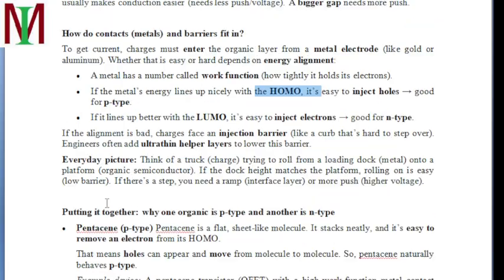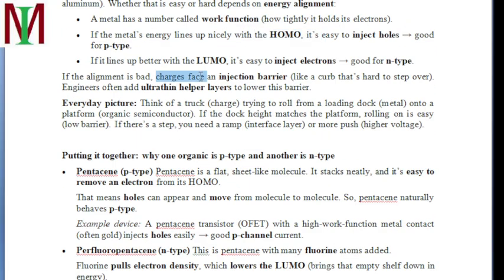So if the alignment is bad, the charges face an injection barrier, which is difficult to overcome. So the electrons will not move, or the positive charge will not move. So engineers often add an ultra thin helper layer to lower this barrier.